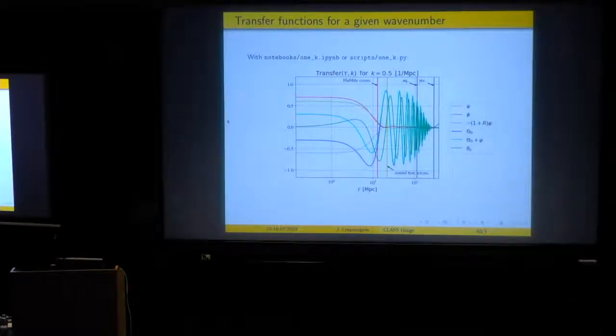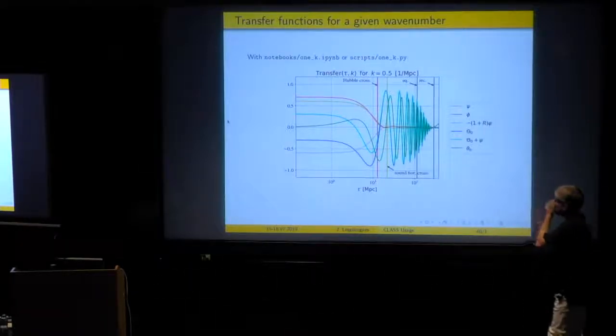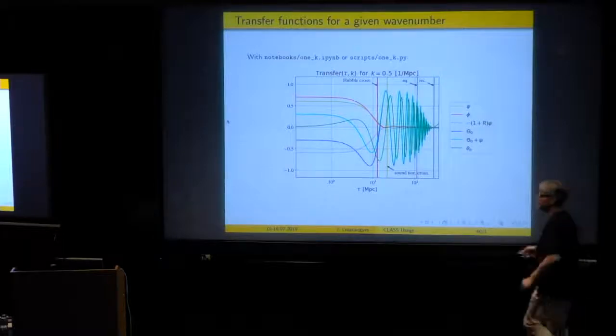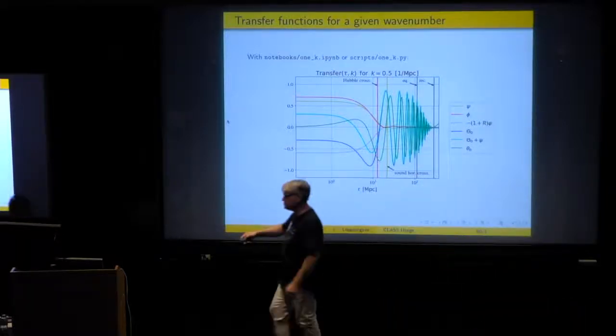So you have a script doing it called 1k.py here, with again the different fluctuations relevant for the CMB. The time here, some characteristic time like sound horizon crossing, equality, recombination, and you want to follow your perturbations as a function of time. So to do this, there is a last important command that you should know.